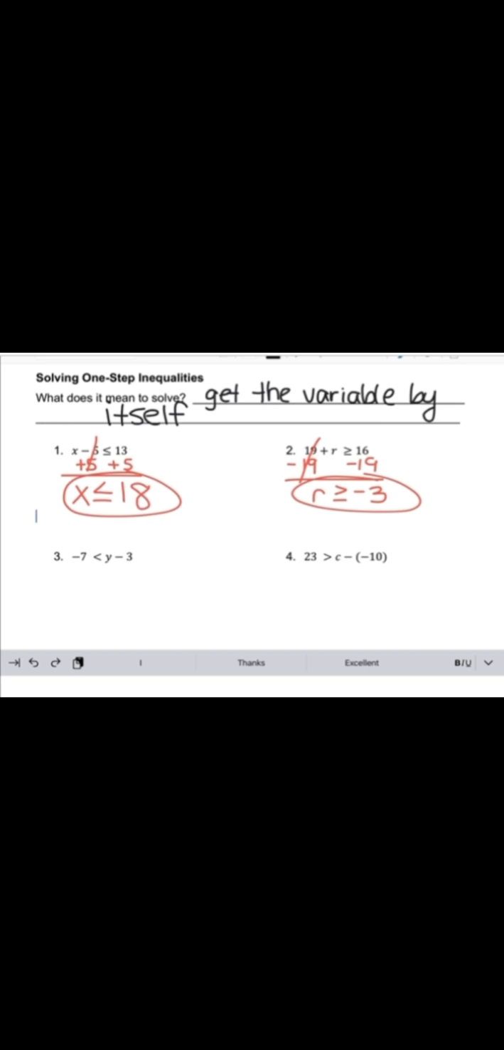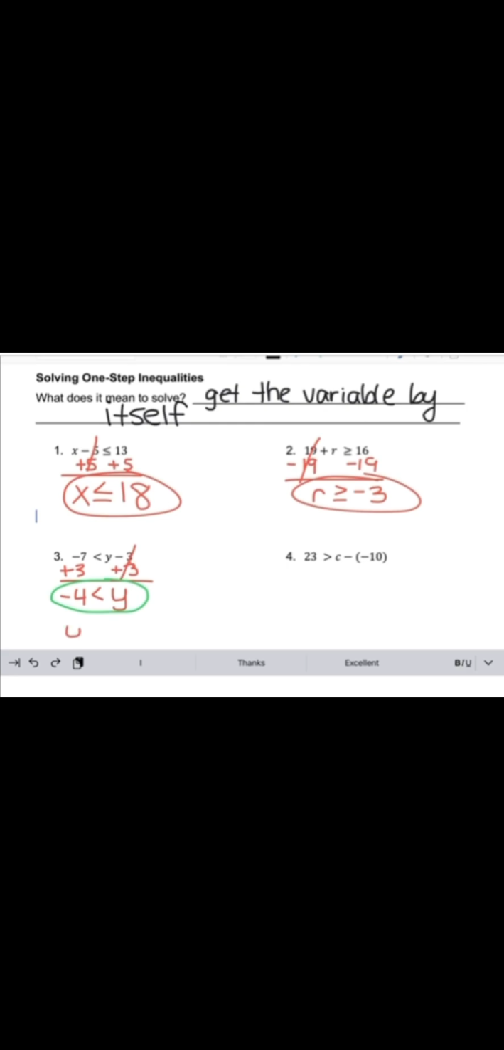Number 3, the y is on the right side. So to get it by itself, I need to add 3 to both sides. Now again, bring everything straight down. Don't be flip-flopping your sides. My -4 is over here. My symbol will stay less than, and my y will stay on the right. Now, if you guys do problems in IXL, you can leave your answers like this in IXL, but I prefer you guys to write all of your answers with a variable on the left because that's how they appear in multiple choice.